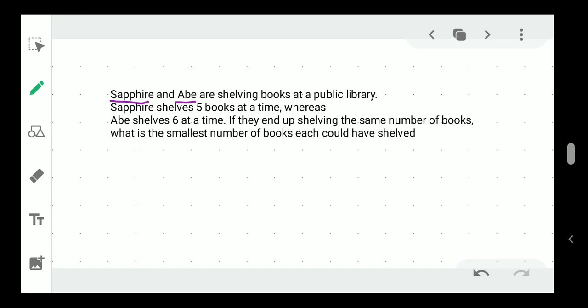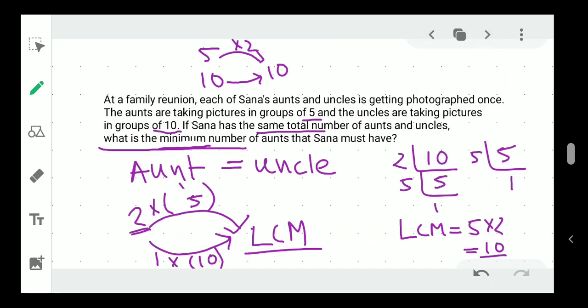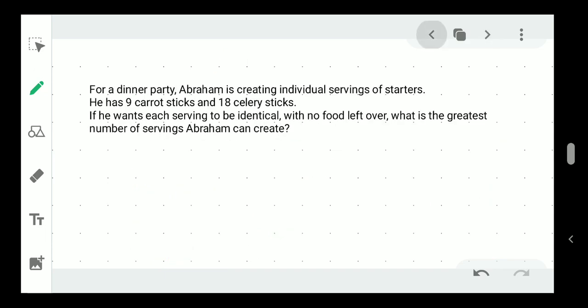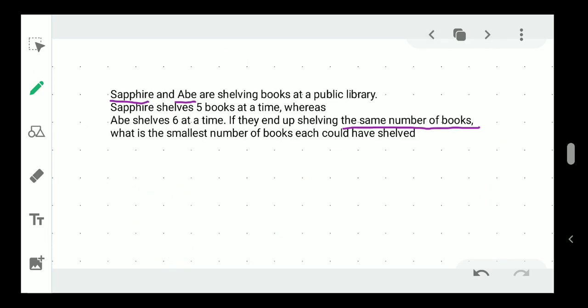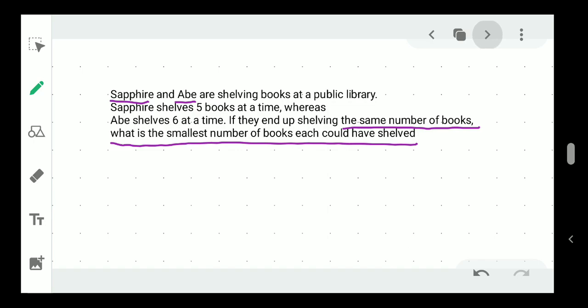If they ended up selling the same number, again you see the common thing. Here also you can see the same number of books. Which is the smallest? Again you see here, this is the minimum, it is written minimum. Here it is written smallest. So when it is small, minimum, lesser, then it is nothing but your LCM. But why LCM?